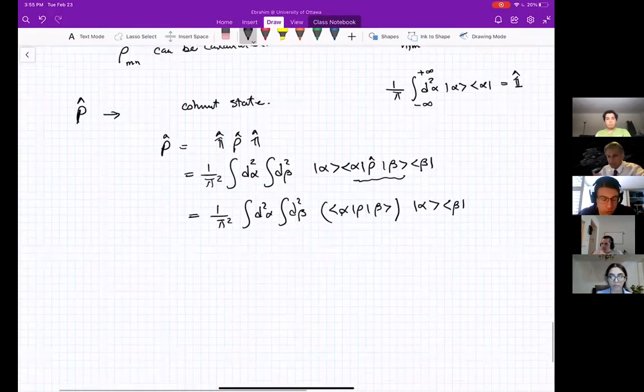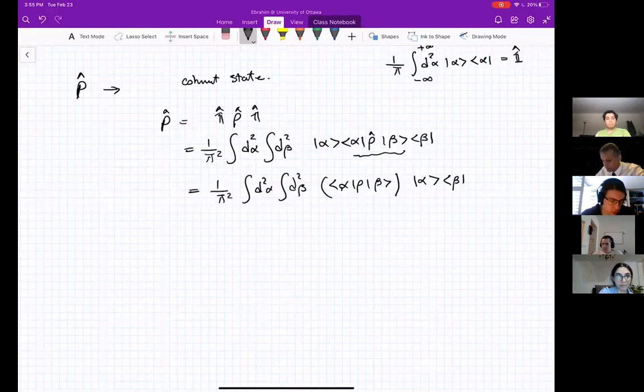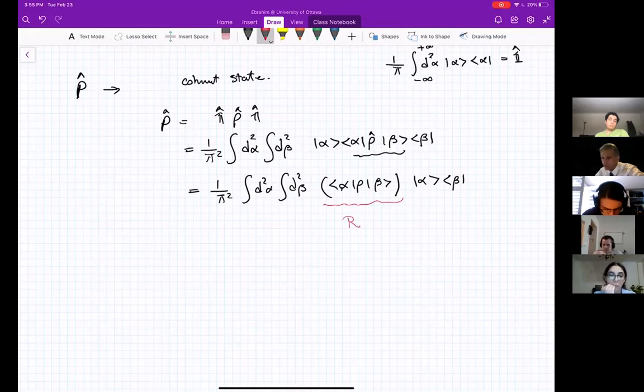However, people like Glauber used this representation and preferred to write it in a different form. So instead of this, he wrote it as a function of α. I think, since α was on the bra side, he used α star and β. And then he expanded in terms of exponential of minus 1/2 of |α|² plus |β|².